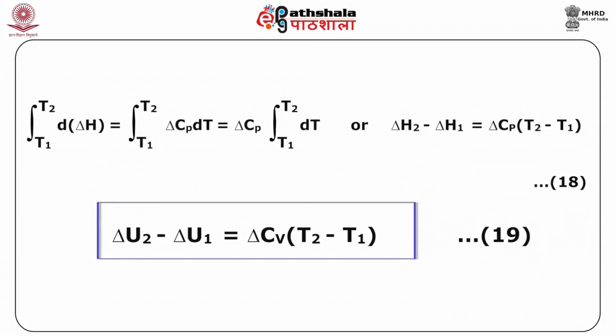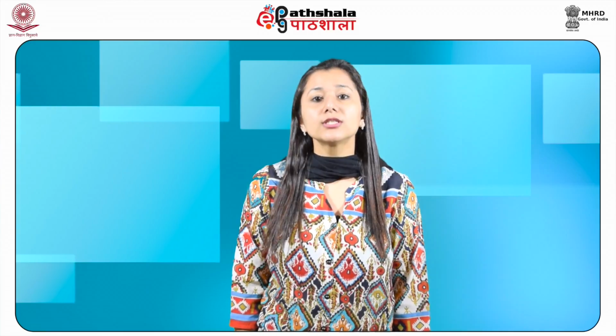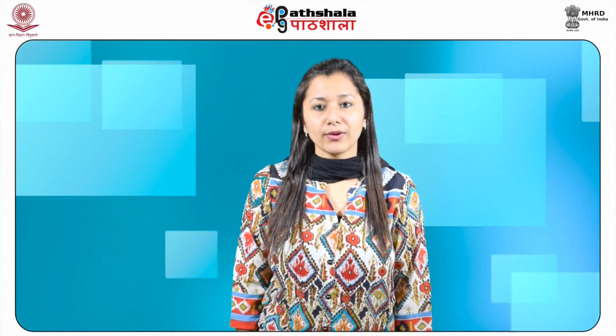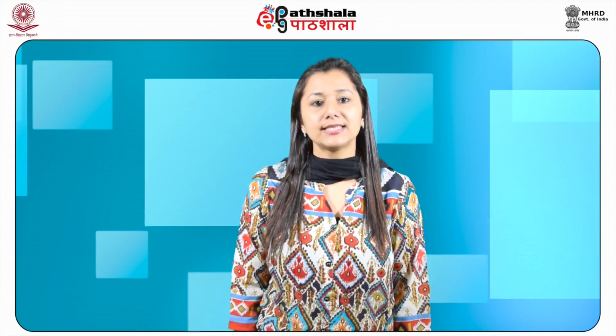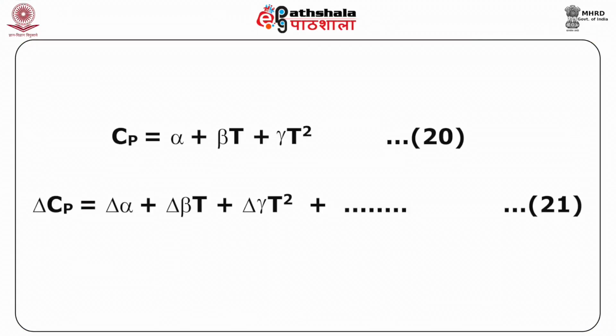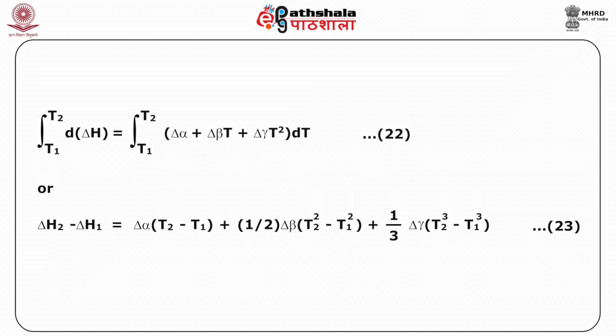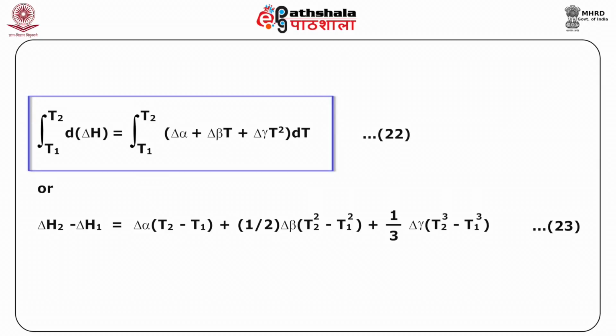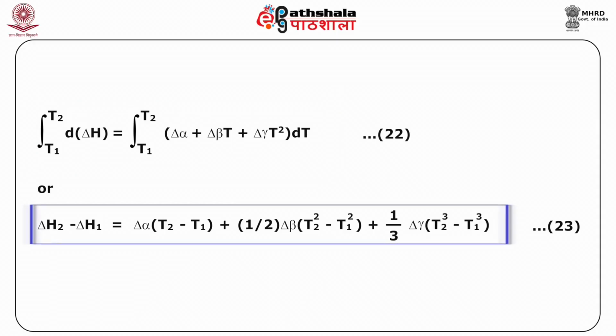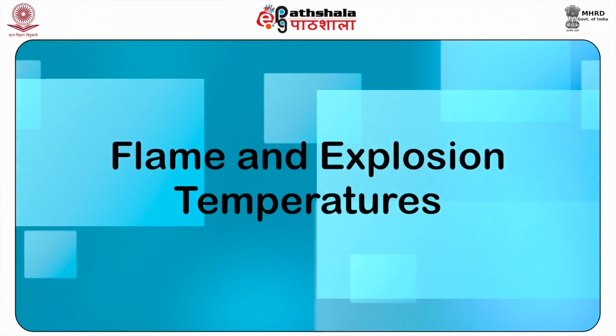Similarly, we have equation 19 as, if the temperature range is not small, then the heat capacities will vary with temperature. Thus, it is convenient to express the heat capacity as a power series in temperature T, that is, this is our equation 20, where alpha, beta and gamma are constants for a given species. Similarly, we have equation 21 as, substituting equation 21 in equation 15 and integrating between T1 and T2, we get equation 22 as, or this can be written in the form of equation 23 as, equation 23 is the integrated Kirchhoff's equation. Now we shall learn about the flame and the explosion temperatures.